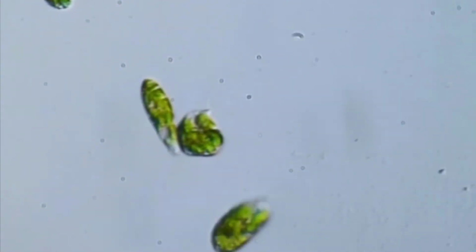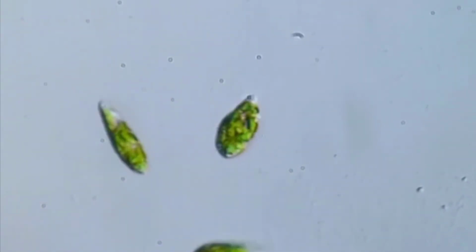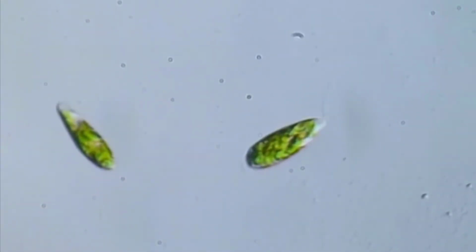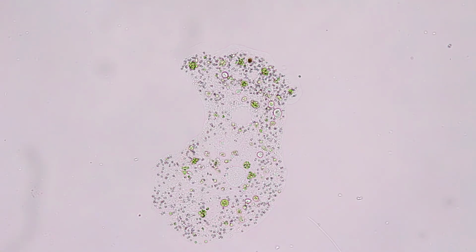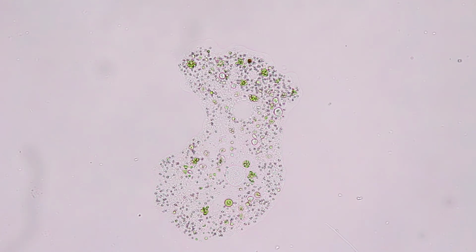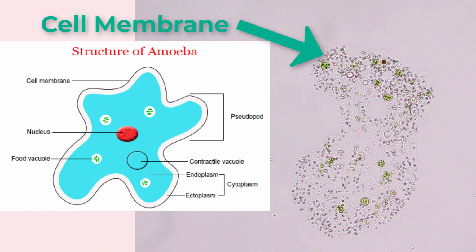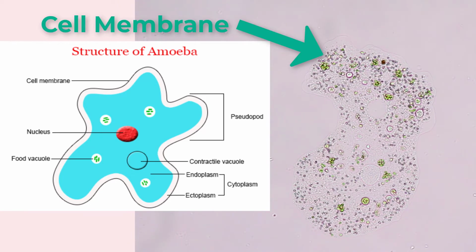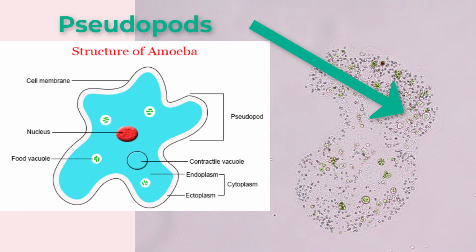Now that you have seen these four types of protists, you should draw and label your observations on page 15 of your lab manual. Let's look at the amoeba once again. What cell structures are you able to identify? For example, in the amoeba, we can see the cell membrane. It is the flexible outer boundary, and its extensions, the pseudopodia, are clearly visible.